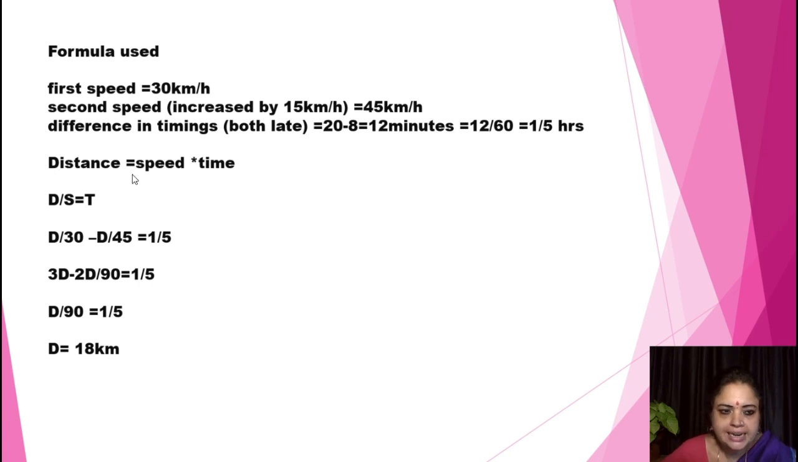Now from the formula, distance is equal to speed into time. So d by s is equal to t. Similarly, for calculating the distance, speed time relationship, distance by speed is equal to time. So different speeds are there, d by 30 minus d by 45 will be 1 by 5. So from there, d by 90 is equal to 1 by 5, or d is equal to 18 kilometers. So that is the value for distance.